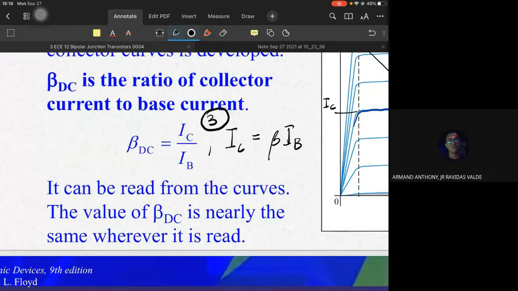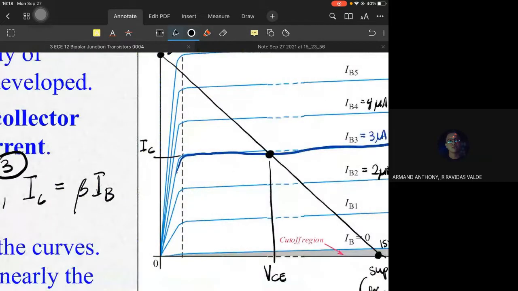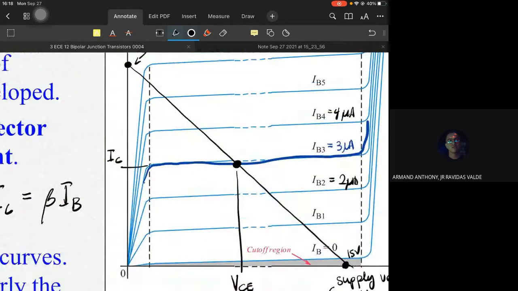It can be read from the curves, however, that the value of beta is nearly the same wherever it is read. Wherever you use it, beta is the same.